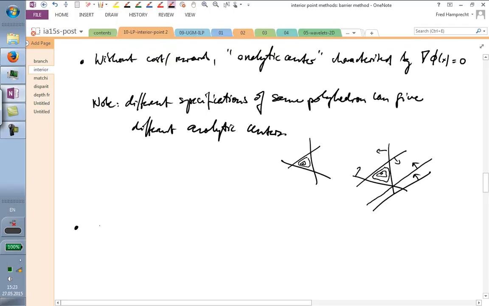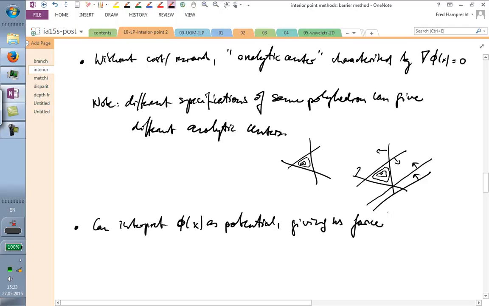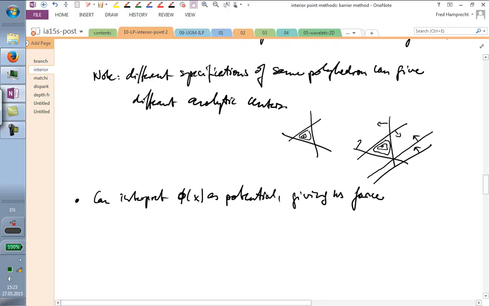So for the physicists, we can interpret this phi of x as a potential. And that gives us a force, which is minus the gradient of this potential.